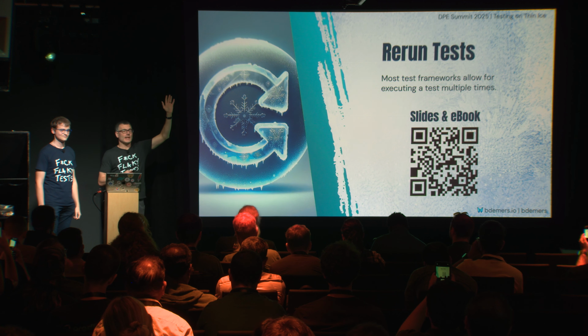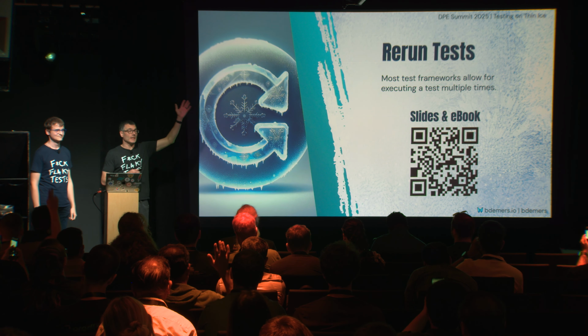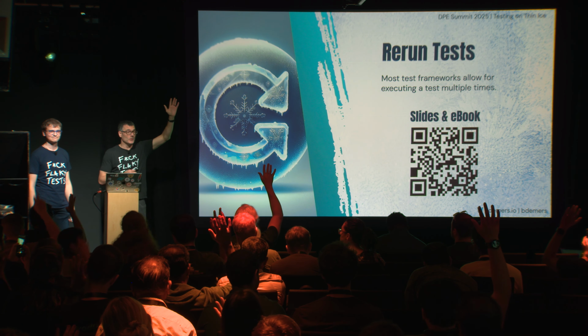Anyone rerunning tests automatically to detect flakiness? All right, a handful of folks. Most of the common techniques around finding flaky tests is you keep running it. You just run it over again, hopefully automatically, right? You run it. If it passes, you're golden. If it fails, you rerun it again. That's the gist of how to find them.